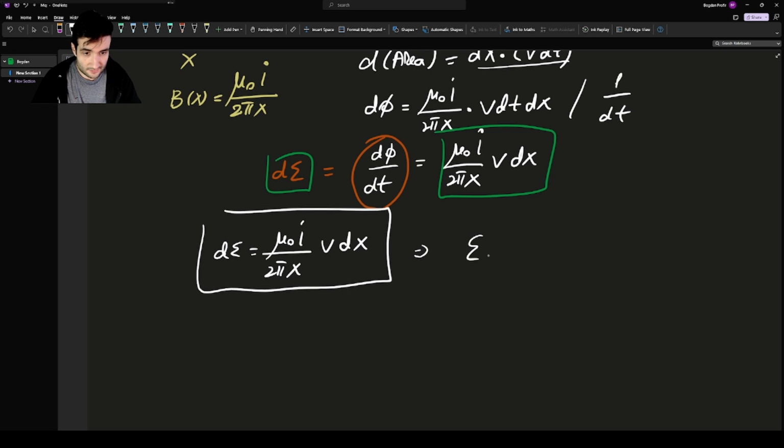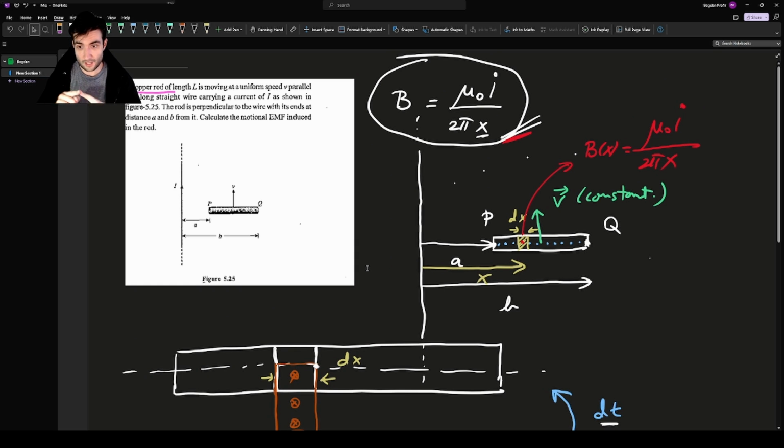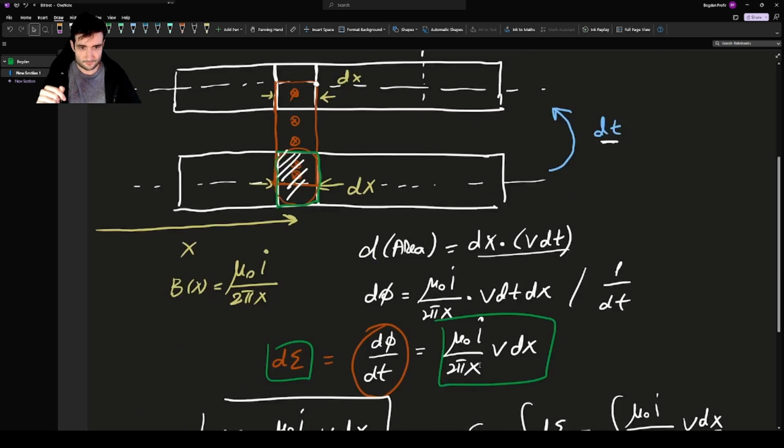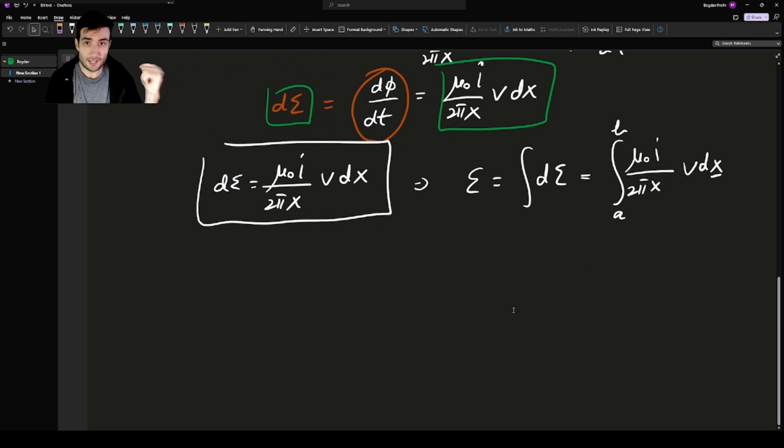So we have that the total EMF would be the integral of d epsilon, which is the integral of mu 0 I over 2 pi x, and then we have v dx. So we're integrating with respect to x, where x is the distance from the wire to wherever we are on the conductor, right? So the conductor starts here, and this point corresponds to x equals a, and the conductor ends here, which is x equals b. So the integration limits would be from a to b. And unlike the integration from the previous video, this is going to be much simpler to do.